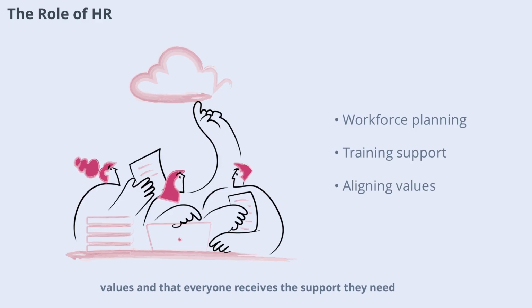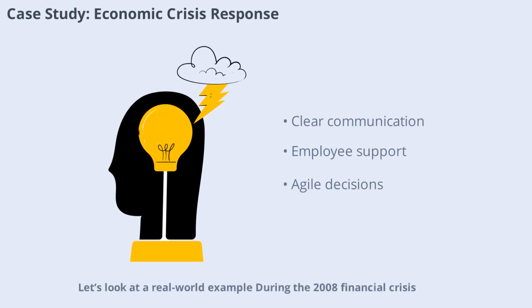Let's look at a real-world example. During the 2008 financial crisis, many companies faced unprecedented challenges. Those that applied strong change management principles, such as clear communication, employee support, and agile decision-making, were better able to navigate the crisis and recover more quickly. This case study highlights the importance of proactive change management during economic downturns.